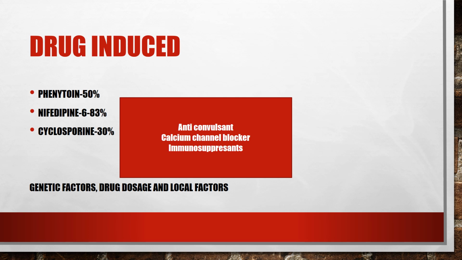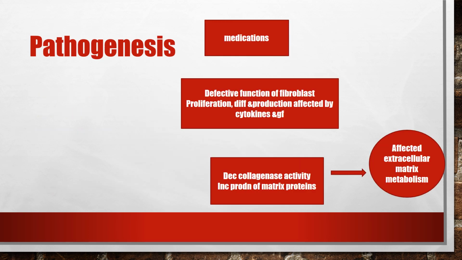The most important topic under gingival enlargement is the drug-induced gingival enlargement. It is a well-known consequence of the administration of some drugs like the anticonvulsant group of drugs, calcium channel blockers, and immunosuppressants. Out of these, the prevalence is higher with phenytoin, that is 50%, nifedipine 6 to 83%, and cyclosporin 30%. The clinical and microscopic features of enlargements by these different drugs are similar. The factors mainly associated with drug-induced enlargement are genetic factor and drug dosage, and so the pathogenesis can be explained.